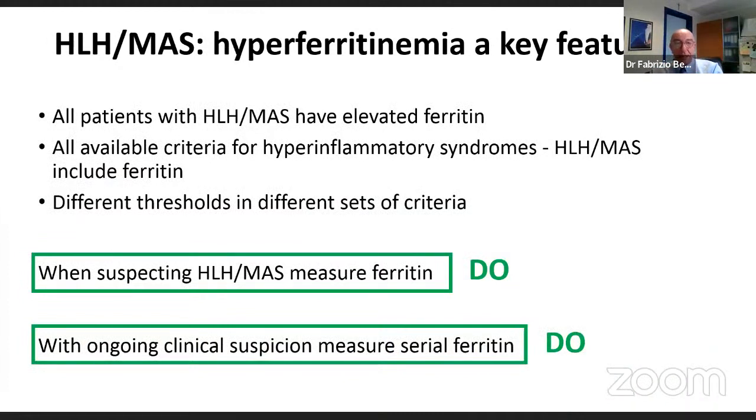But the do that I think should be in our mind when we perform early evaluation of HLHMAS is that we do have to measure ferritin, yes. And if we have ongoing suspicion and the patients still have normal or relatively low ferritin, measure serial ferritin, because ferritin changes over time. And this is one of the things that add support to your suspicion.